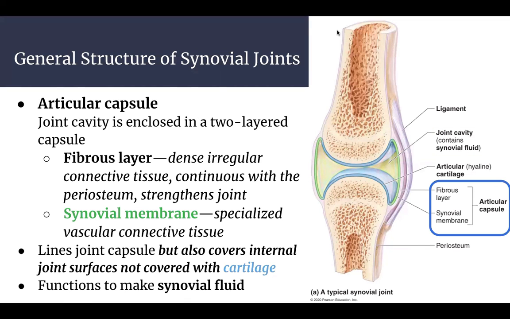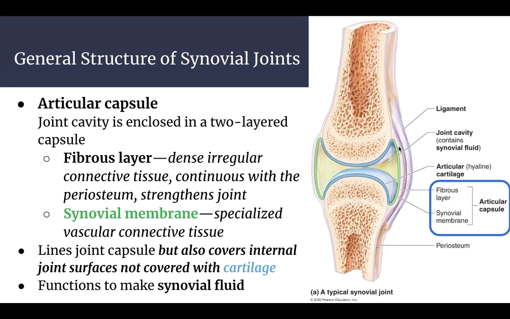Okay, so we need to look at the articular capsule itself. This is the structure that is holding that fluid, the synovial fluid, in this space. The joint cavity is closed in a two-layered capsule. So we need to come out to the sides of the joint to see those two layers. First of all, we have a fibrous layer running here. This is dense, irregular connective tissue. It is continuous with the periosteum, the outer layer of the bone.